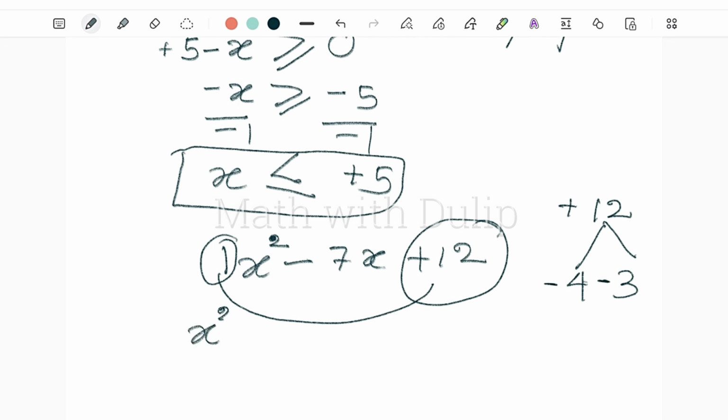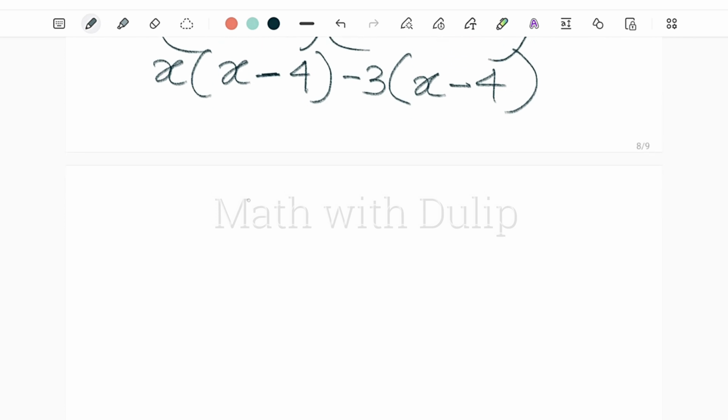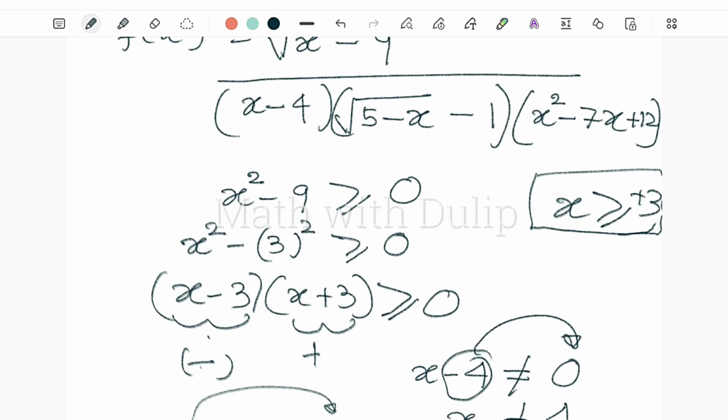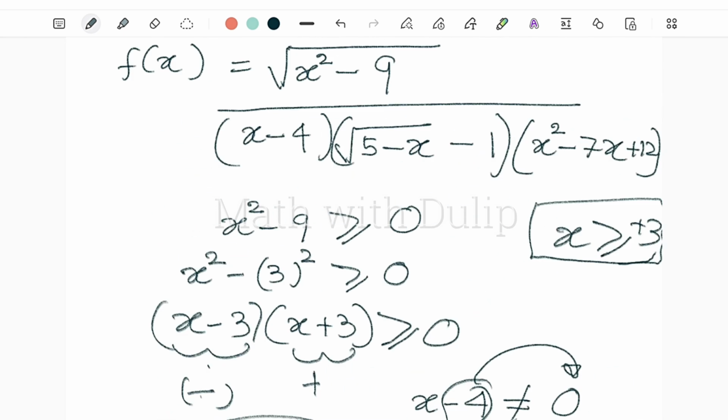So x squared minus 4x minus 3x plus 12. Put the bracket on, x is the common factor, so x out, and then minus 4 minus 3 out, and x minus 4. And here, if you combine those two, x minus 4 and x minus 3, look at that. These two values shouldn't be equal to 0. So x shouldn't be equal to 4, and x shouldn't be equal to 3 as well, right?